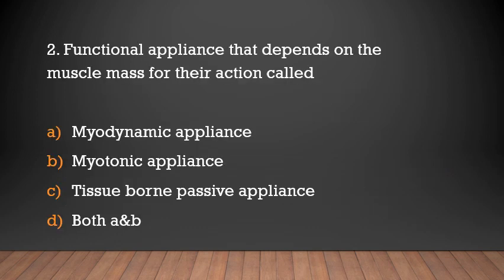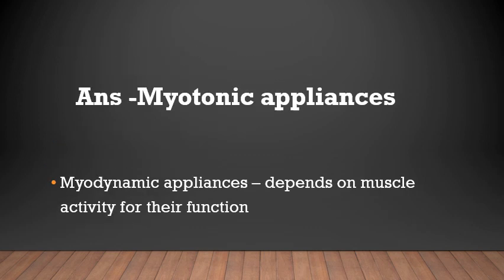Functional appliance that depends on the muscle mass for the action is called myodynamic appliance, myotonic appliance, tissue-borne passive appliance, both A and B. Myotonic appliance. Myotonic appliances depend on the muscle mass for their action. Myodynamic appliances depend on muscle activity for their action.